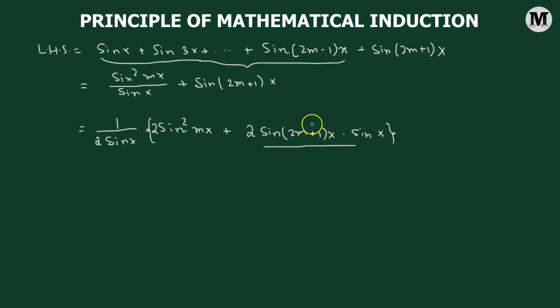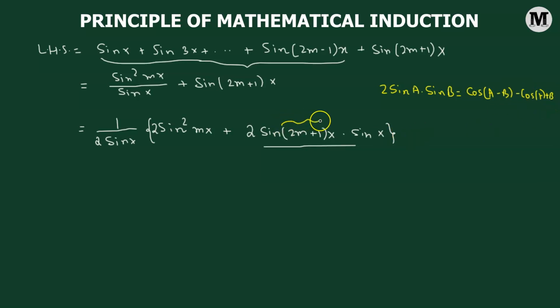Now here we can apply a formula. Suppose we have 2 times sine of some angle A multiplied to sine of some angle B. This can also be expressed as a difference of cosine functions: cosine of A minus B minus cosine of A plus B. This is a standard trig formula that we are going to use here.